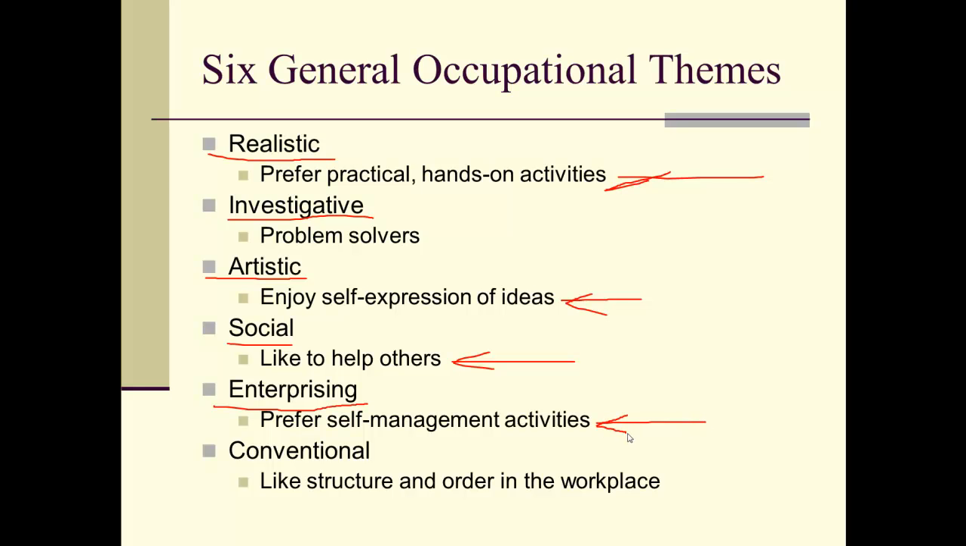They prefer self-management activities. And then last but not least, we had the conventional group, which liked to have some kind of structure in their life and order in the workplace. They knew what they had to do. They knew who they were answerable to. They knew the chain of command and how it worked, and so they were very happy working in a structured environment.